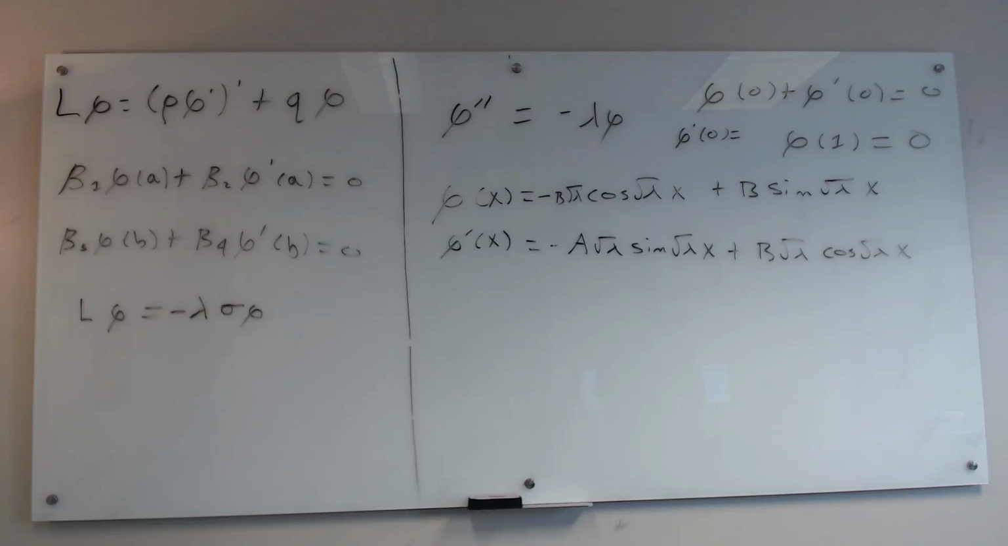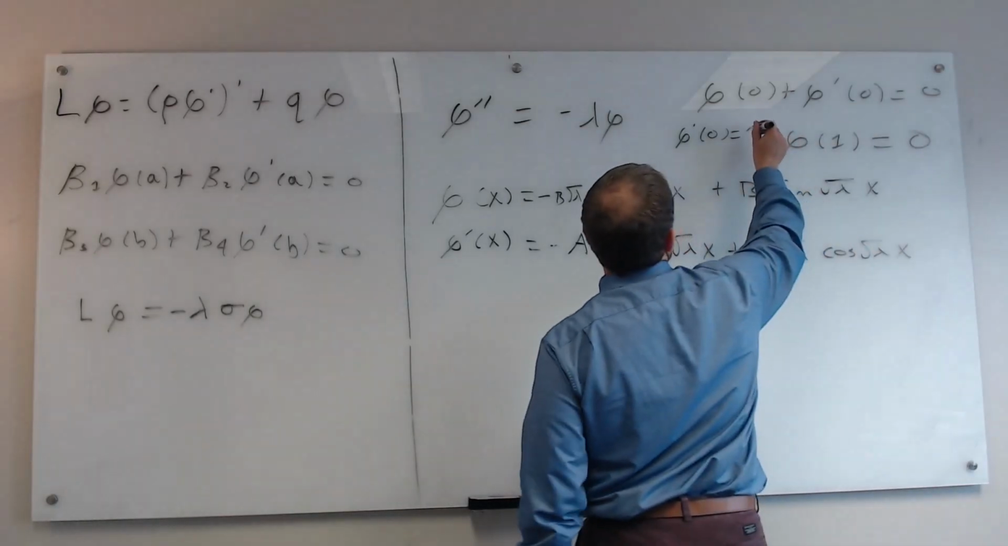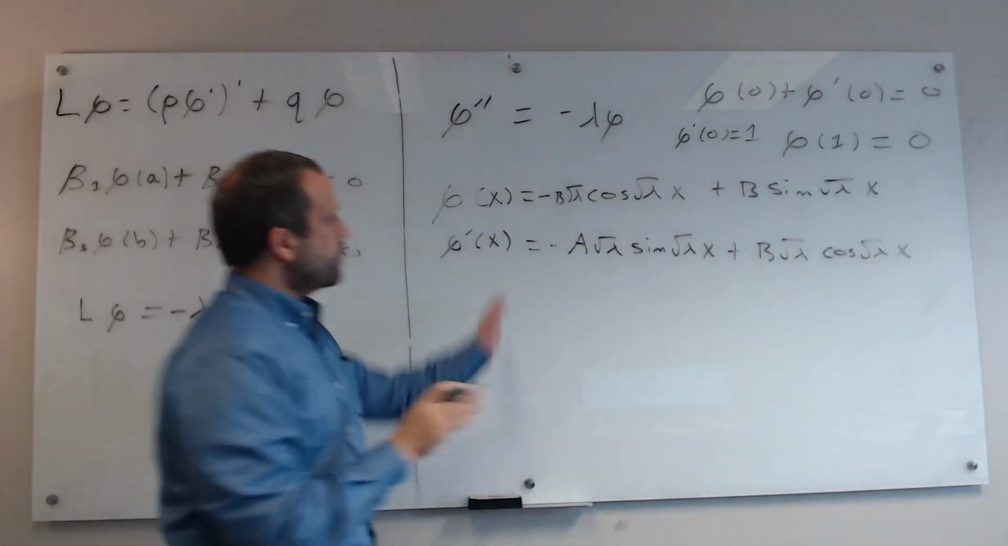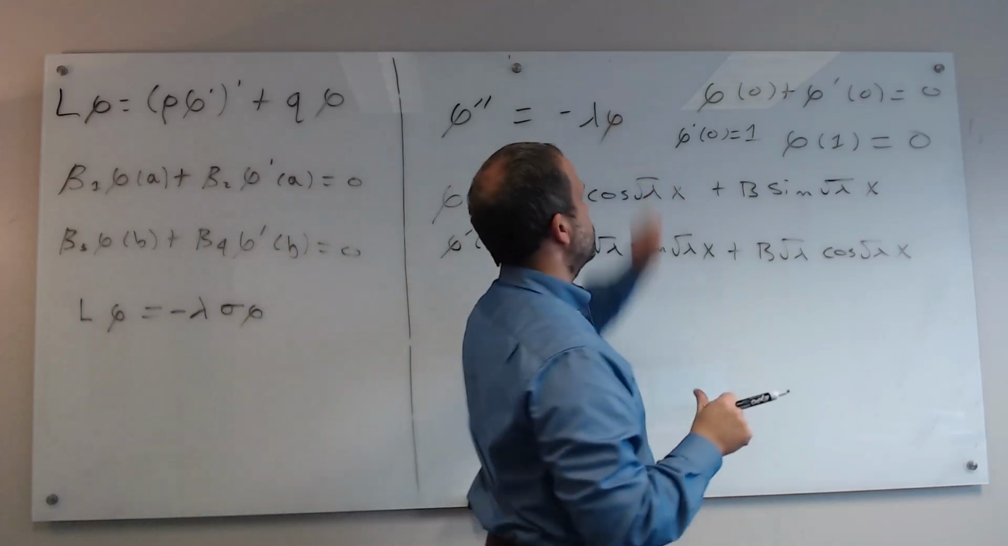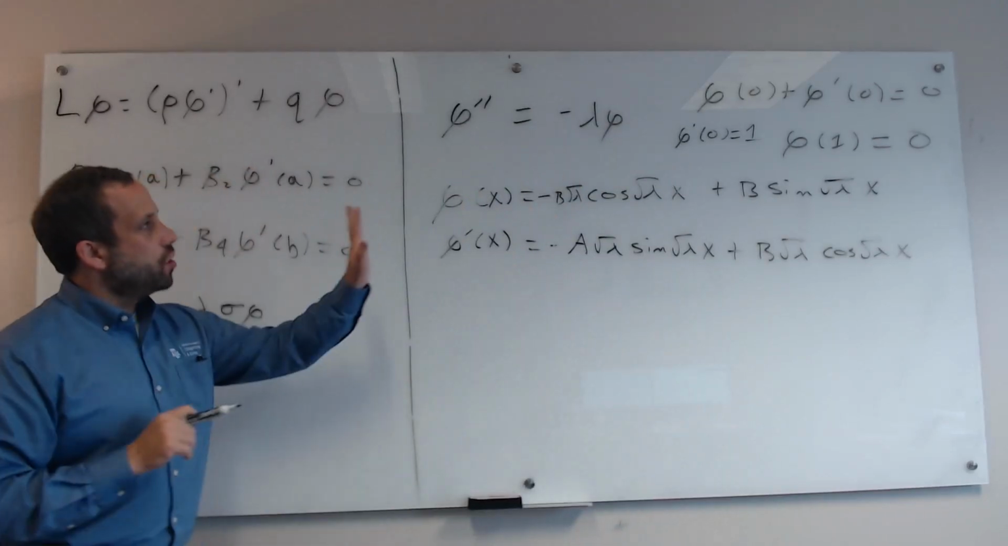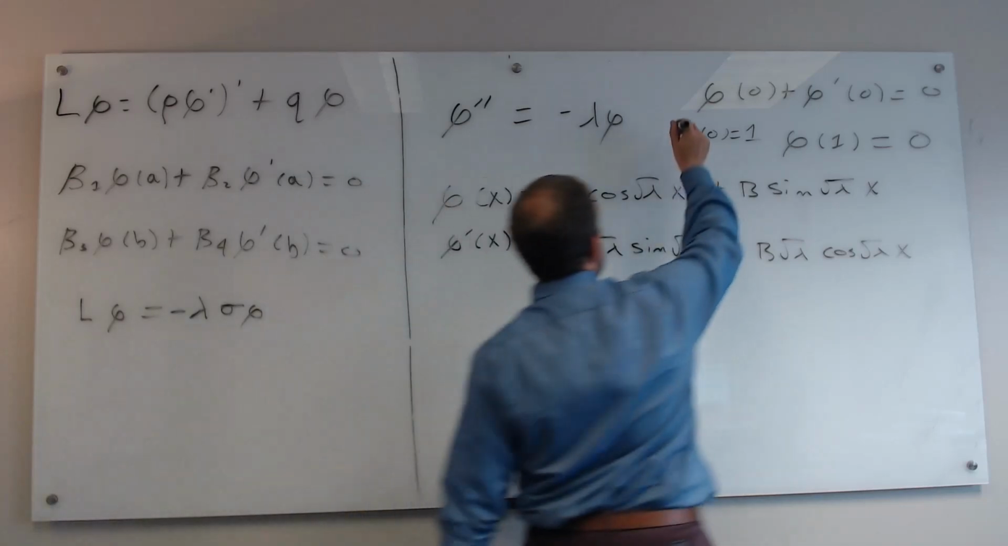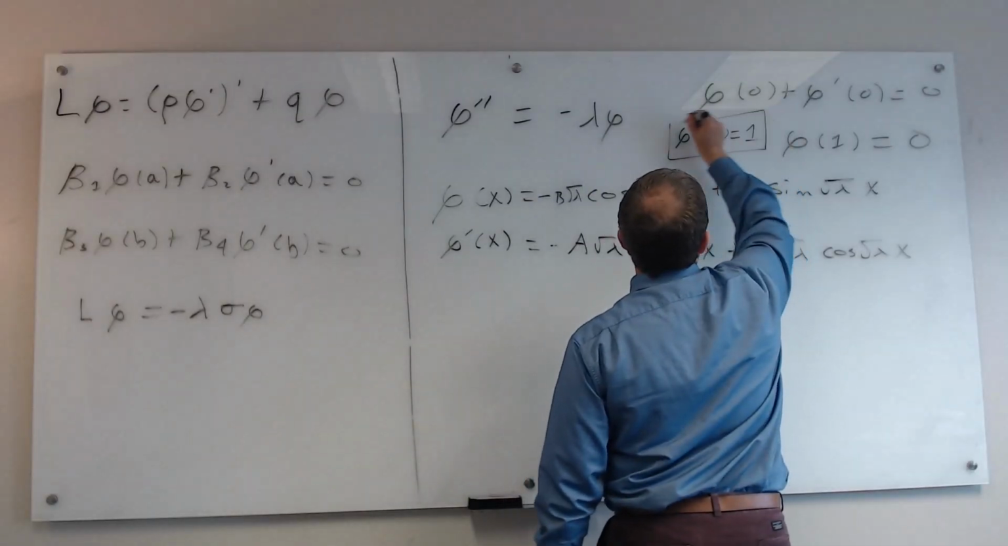Sorry, it seems like I started this video an eternity ago. Phi prime of 0 is equal to 1. Right, if phi prime of 0 were equal to 0, it wouldn't make sense. So the auxiliary condition I'm going to put is phi prime of 0 is equal to 1.